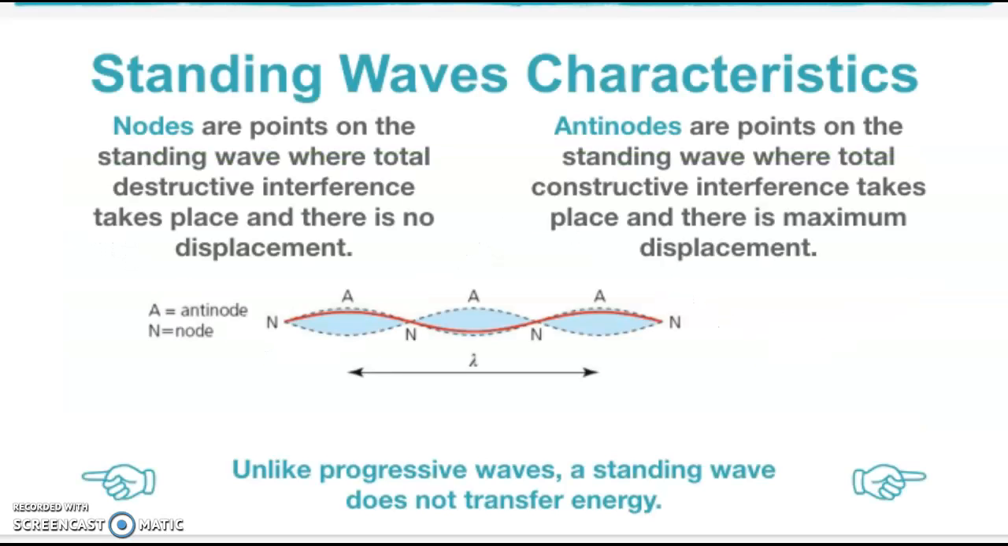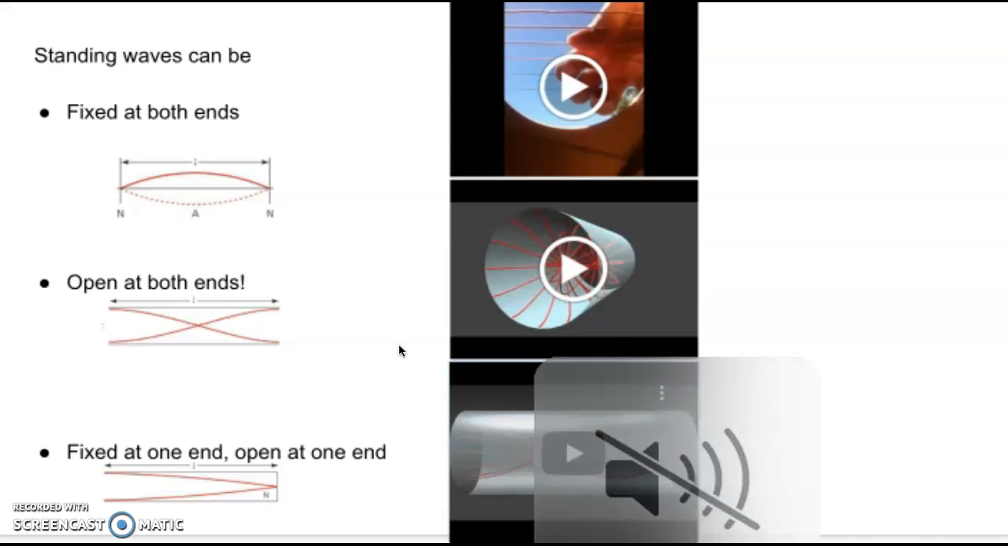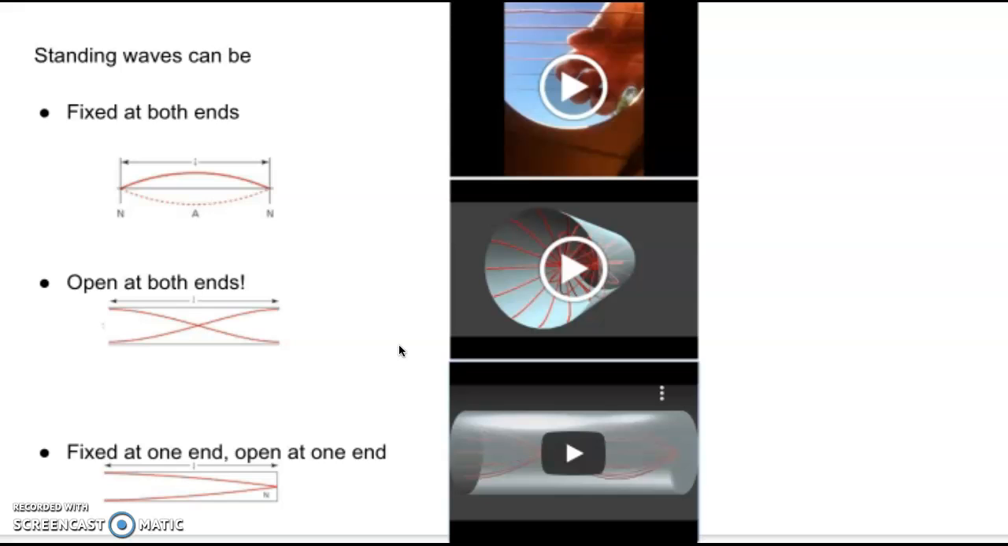So what we're going to look at now are the three types of standing wave. Basically the difference between the three types of standing wave is to do with what's happening at the ends. So standing waves can be either fixed at both ends. If you can imagine that our standing wave was a string, then the string would be tied up at both ends.